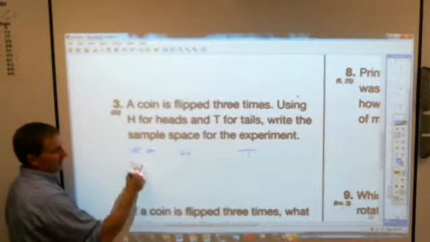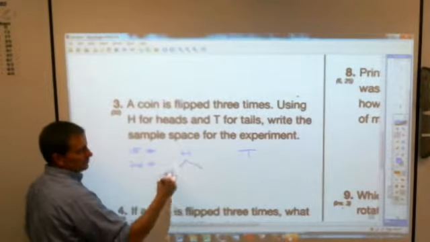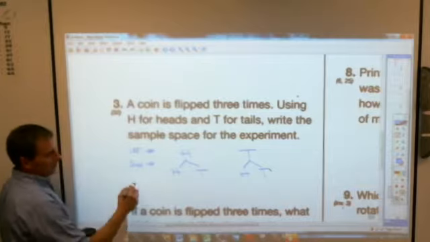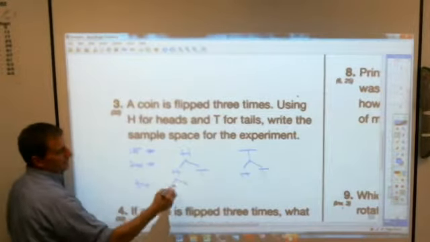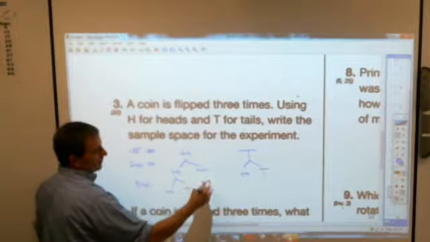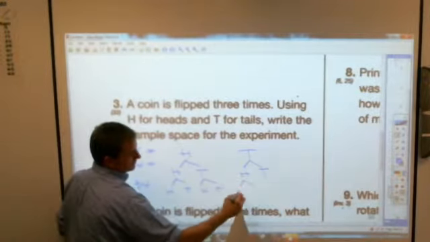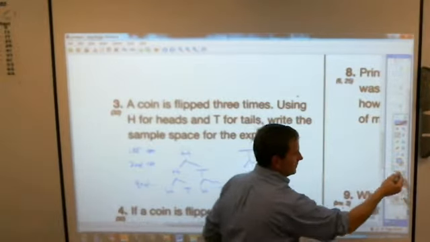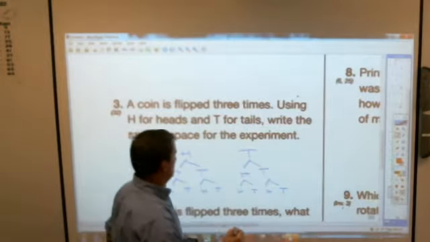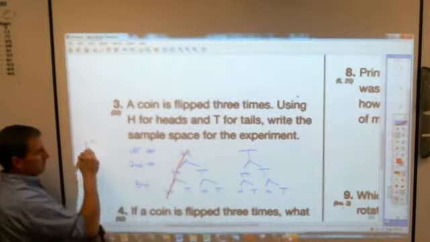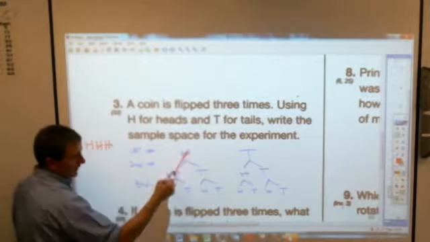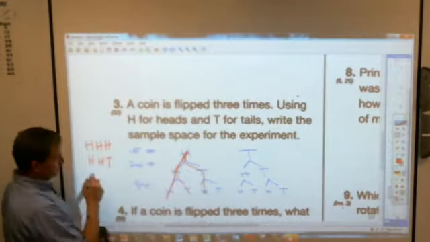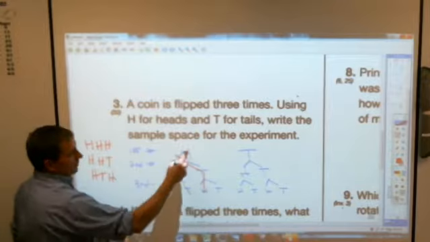After that, your second time, off of each one of these, you could get a head or a tail. And then your third flip means after each one of these, you get another chance for a head or a tail. And your combinations come from this. You just follow the little link down. You can go head, head, head. You can go head, head, tail. You can go head, tail, head. You can go head, tail, tail.